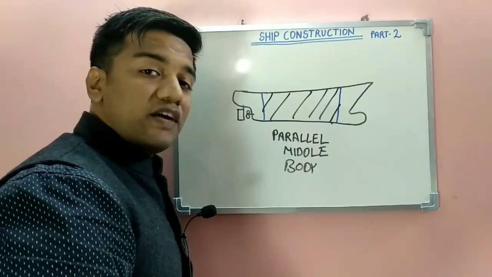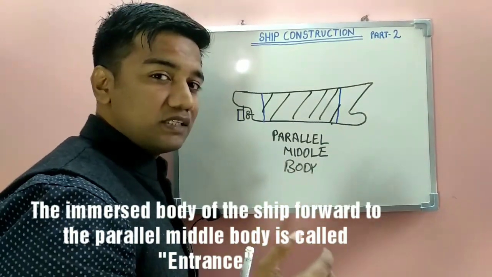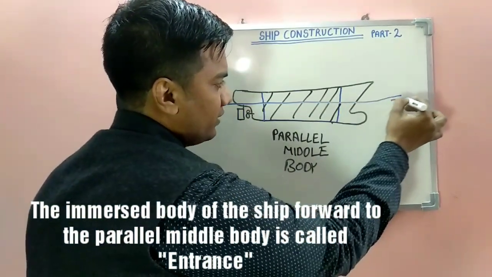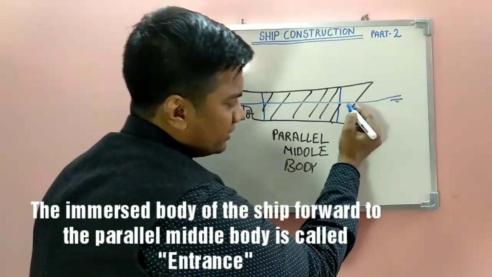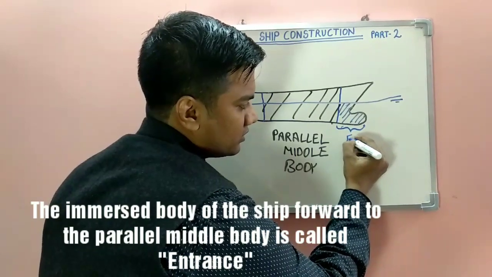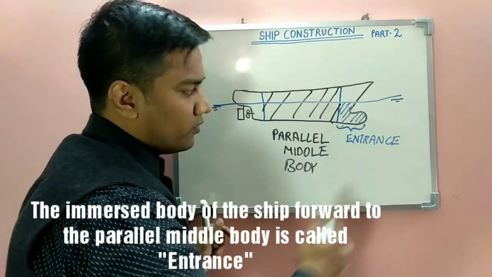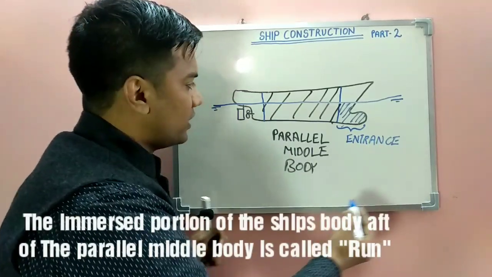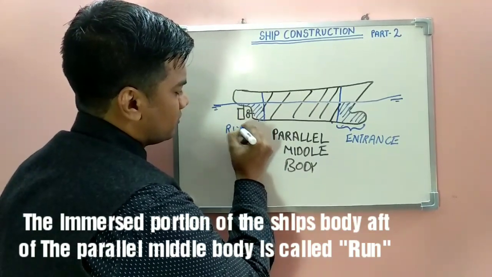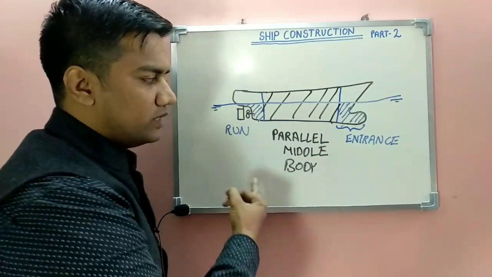Okay. Now another definition is entrance. Now entrance is related to parallel middle body. Entrance, as the name suggests, is the forwardmost portion, considering this as the waterline. This portion, the immersed portion of the ship forward to the parallel middle body, is called entrance. The opposite of entrance is run, this portion. Run is nothing but the immersed portion of the ship aft of the parallel middle body. So these are the three definitions.